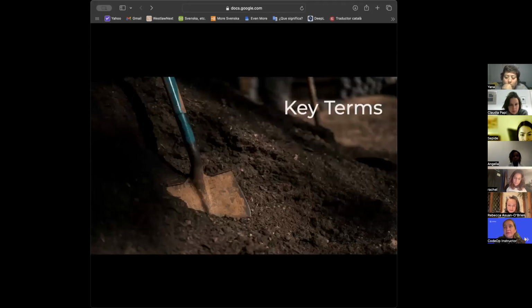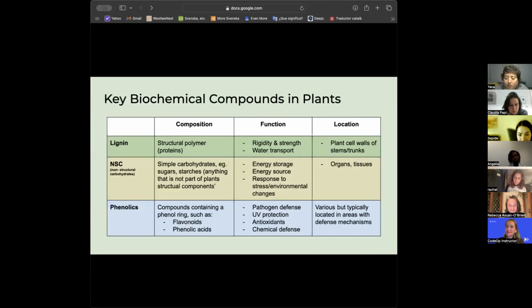In working on this project, there were a lot of key terms that the 3 of us had to learn and get familiar with so that we could understand the data set and make sense of what we were dealing with. These are terms that I don't think any of us had dealt with before, but we're pretty familiar with them now. So this table summarizes some of the key biochemical components in plants.